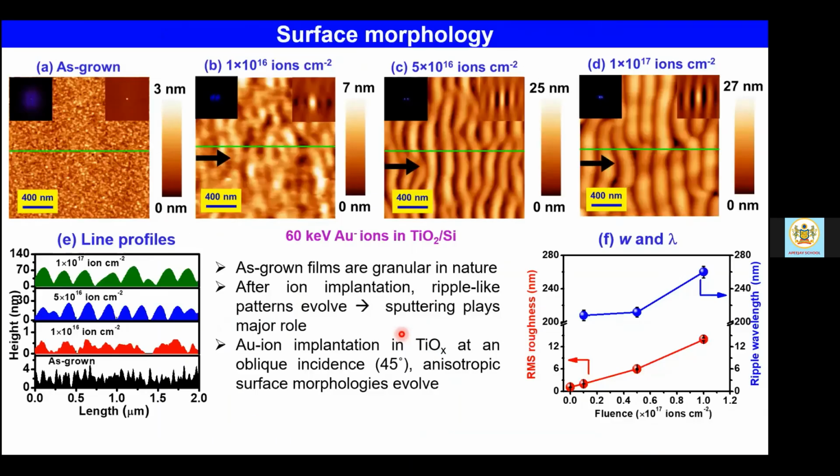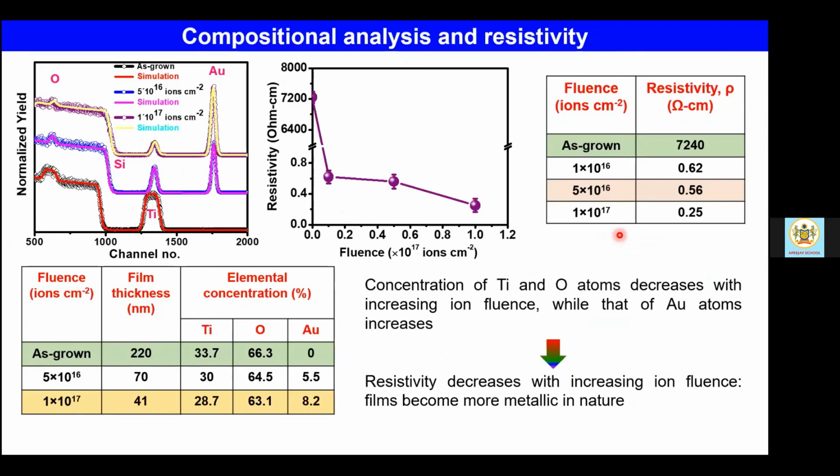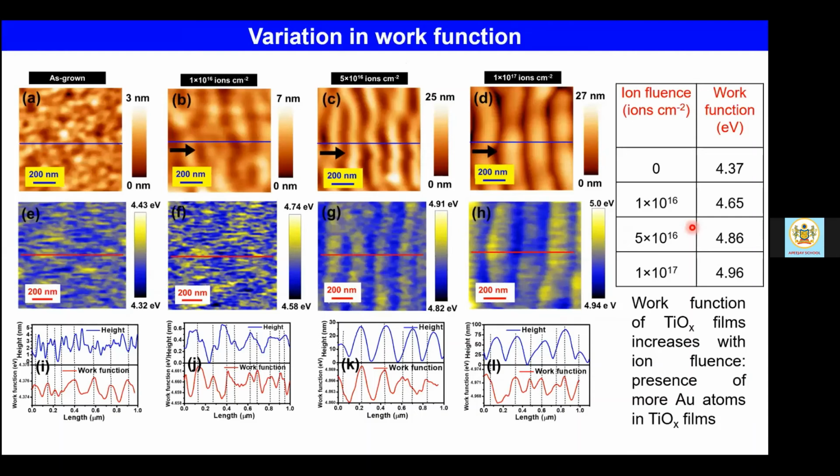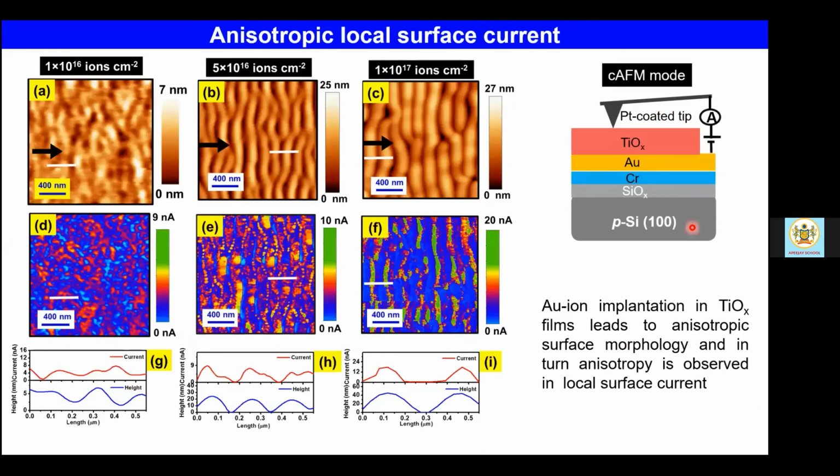And this is another study where gold implantation was done, and very nice ripple formation took place in the TiO2 films. Here also gold kept on increasing with higher fluence, and resistivity started getting down. Understandable. In the near surface region, there was a very high presence of gold at mixed species due to ion implantation. And here also we could show very fascinating results in terms of anisotropic resistive switching and neuromorphic computing behavior. I'm not getting into the details.